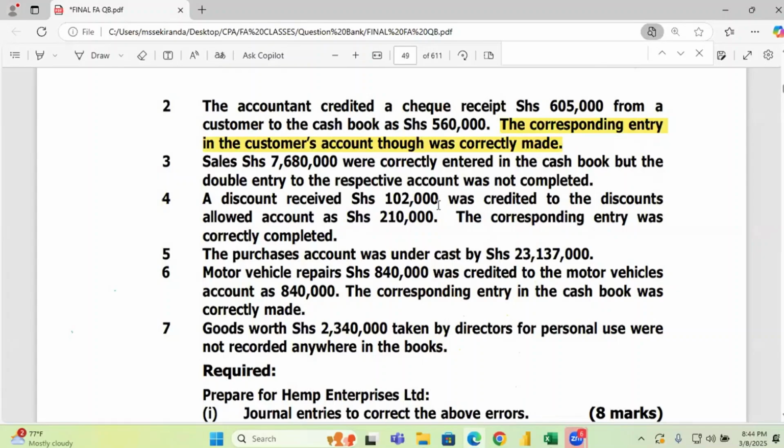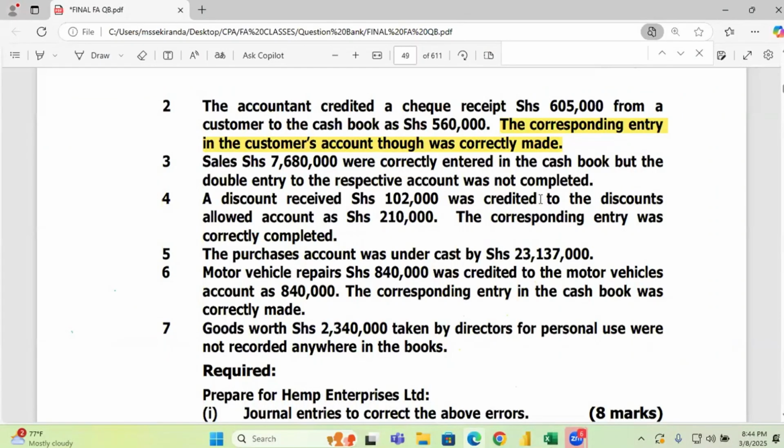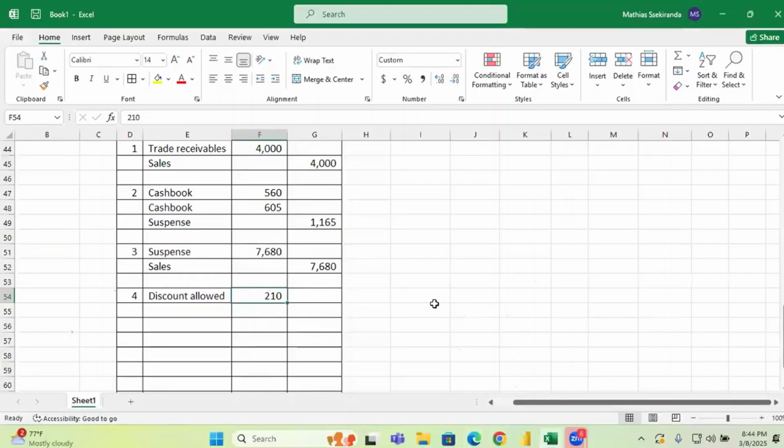So can you reverse it from the discount allowed account? Okay? They credited the discount allowed with 210. So can you reverse it? Since they credited, you debit discount allowed to reverse that amount. Okay? You debit it to reverse that amount, 210, to remove it from the discount allowed account. Because they credited discount allowed 210. It is a wrong figure that was even put there. But when you are correcting, correct that very wrong figure, because that's what was posted there.